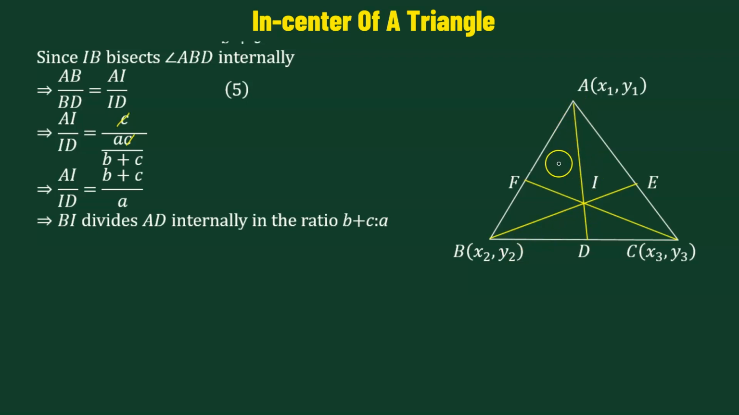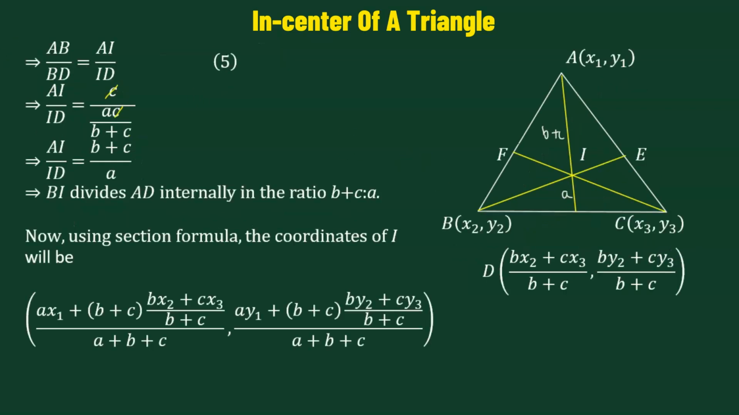So now that we have this particular ratio, let's write it down. It's the ratio b plus c to that of a. We also found out the coordinate of D. Now we can use the section formula to finally obtain the coordinate of I. So to find the x coordinate of I, we'll start with a and multiply it with the x coordinate of A. So we get a x1. Then we take b plus c and multiply it to the x coordinate of point D.